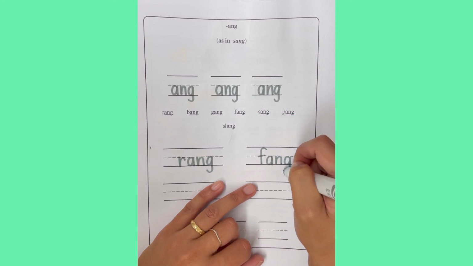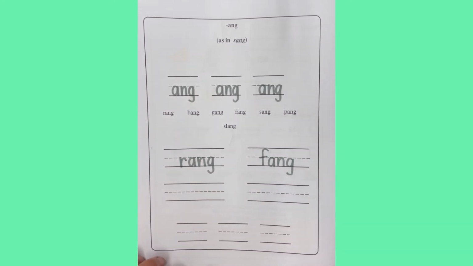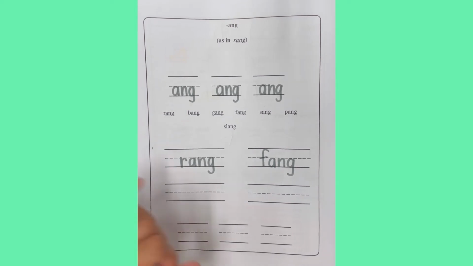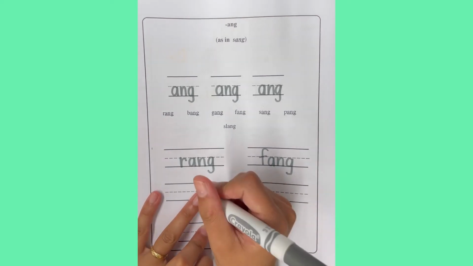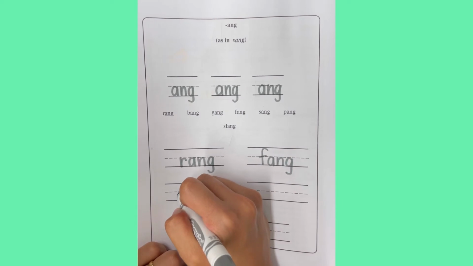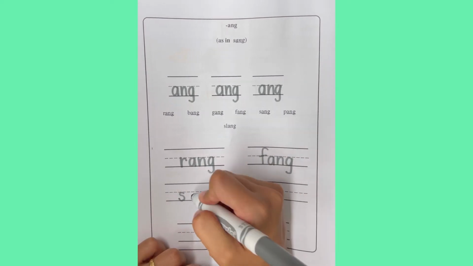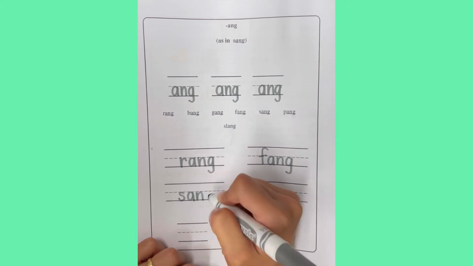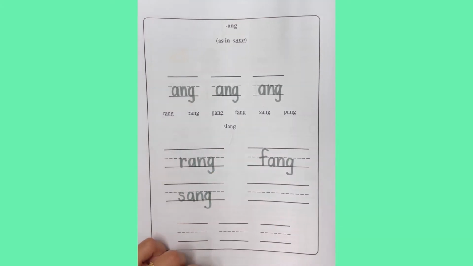A-N-G. Fang. Okay. Next word I would like you to write is sang. Sang. Finger spell with me. Ang. Okay. Beginning sound. S. Okay. Ending sound. Ang. A-N-G. Okay.